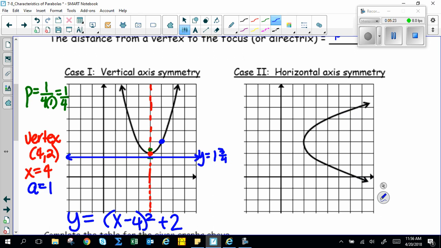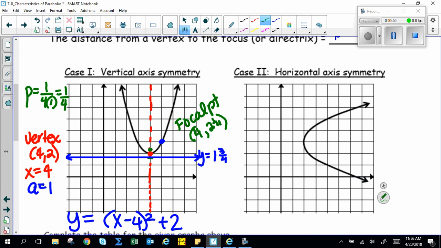So if I want to find my focal point, it has the same x value as the vertex. So my focal point still is 4, but instead of my y value being 2, it's 2 plus a fourth. So this is 2 1/4. That's the coordinate of my focal point for this scenario.